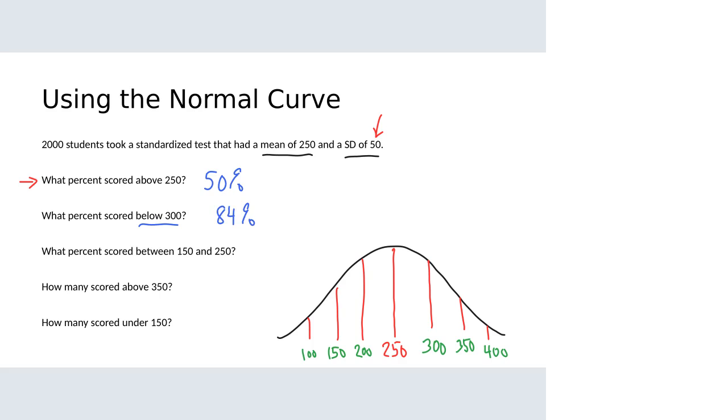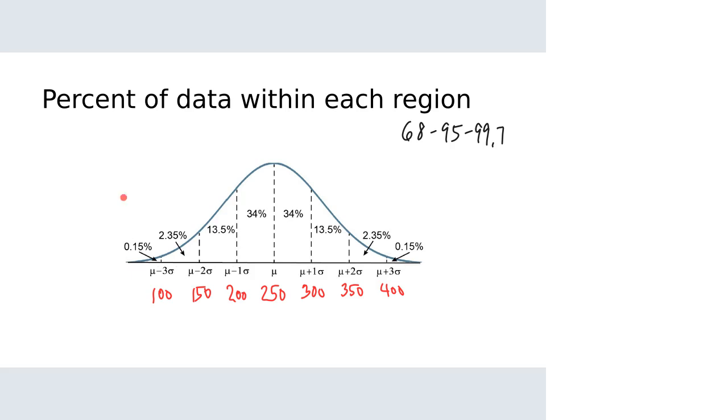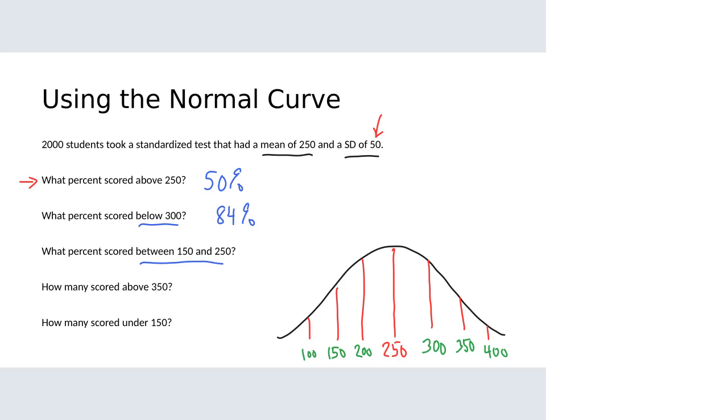What percent scored between 150 and 250? Between 150 and 250. So I go back and look, and here's 150 right here. There's 250 right here. And the percent that scored between those, that's this right here. So I need to add up these two numbers. 13.5 plus 34, that's 47.5%. So what percent scored between 150 and 250? 47.5%.